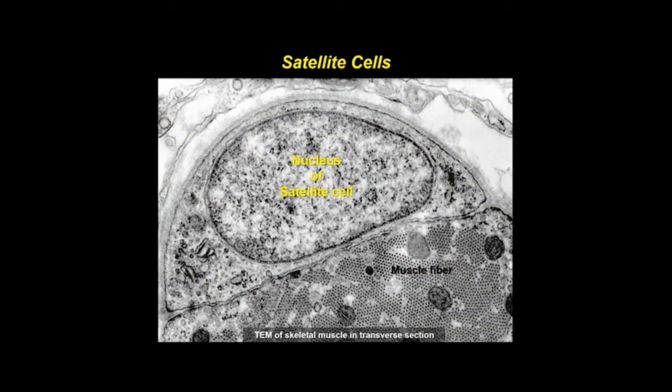Satellite cells are small, flattened, mononucleated cells located between the sarcolemma of a skeletal muscle fiber and the external lamina. They serve as a population of reserve stem cells for normal postnatal growth or for repair and regeneration of damaged segments of the skeletal muscle fiber after injury.